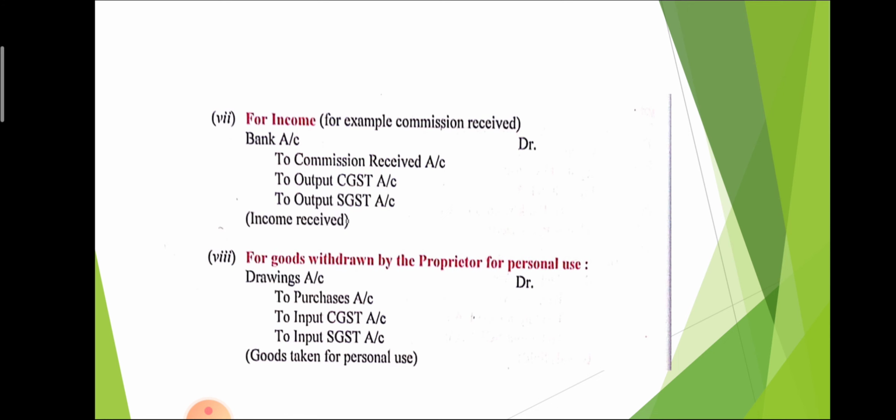At the time of drawing, if the proprietor withdraws goods, what is the journal entry? Drawing account debit to purchase account, that we already discussed in the previous chapter. So here purchase is on the credit side, so input is also on the credit side, because at the time of purchase we calculate input GST. So purchase is credited, so input CGST and input SGST both are credited.